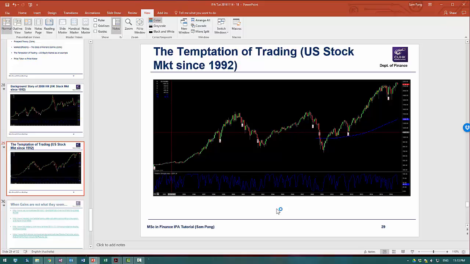Now while I'm here, I might just share with you something that I never managed to say in the tutorial. Now you can see the slide, the header. It says the temptation of trading U.S. stock market since 1992. Now, what do I mean by that? Now I'm on a completely different topic.